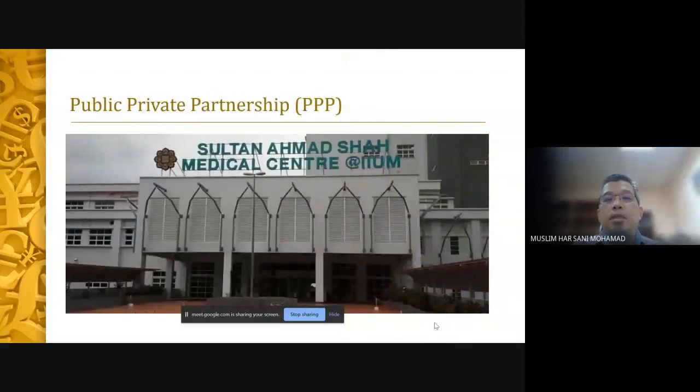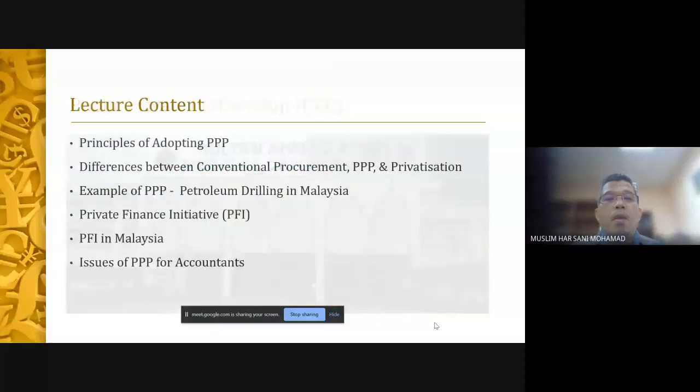These are examples of IIM Medical Center. It also was built under the PPP platform. Later we'll see what we call PFI, Private Finance Initiative. It was shared that way, so I believe it was under PPP. Okay, we look at the principles and then make comparison between conventional procurement, PPP, and privatization. Then look at the example also.